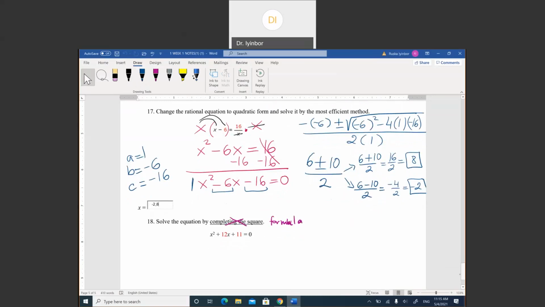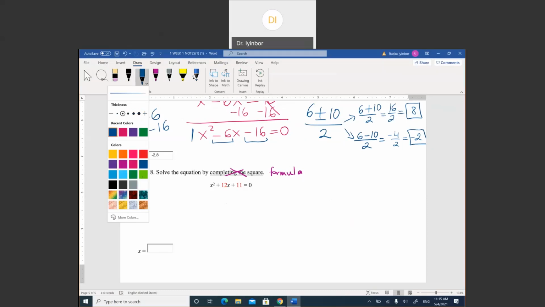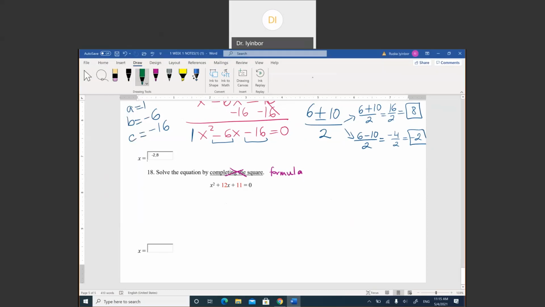The next one, the last one for this unit, is number 18. And it says use completing the square, but you don't have to do that. You can use the formula, the quadratic formula. Okay, how do you do the formula? You're going to get A, B, C, and you're going to plug it into the formula, and you're going to solve it. So A is 1, B is 12, and C is 11.